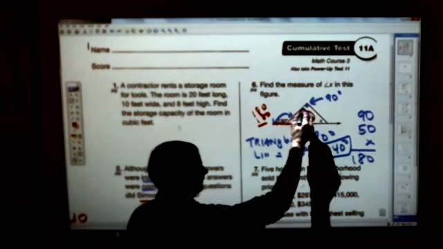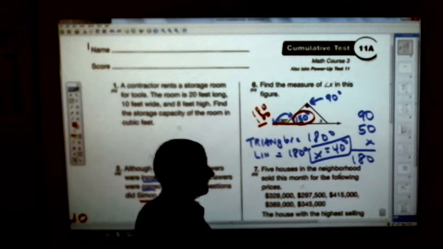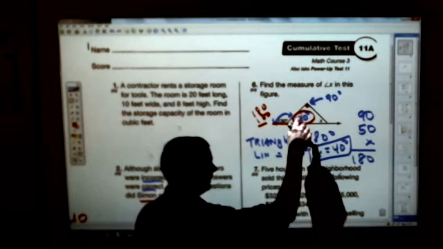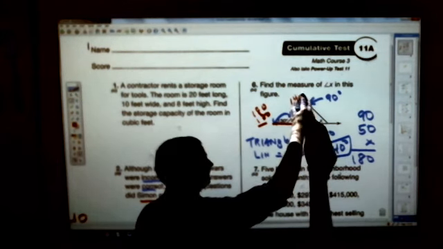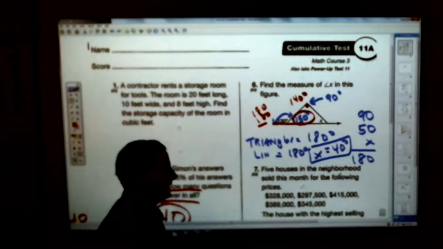I know this is 90 because that's what the little square corner means when they put it in a triangle. It's 90 degrees, it's a right angle. So I have, of my 180 degrees that every triangle has inside its angles, I already have 140 of them. And what number added to 140 gives me 180? Has to be 40.